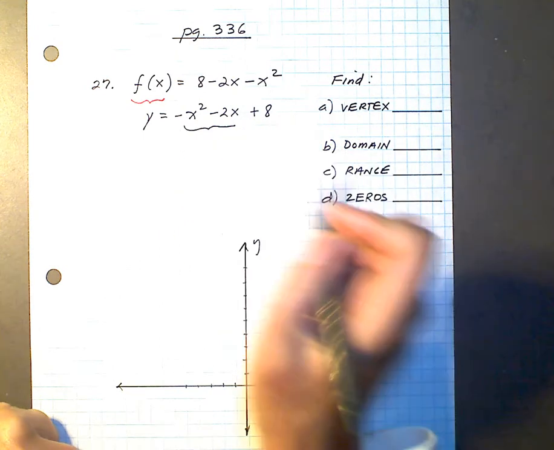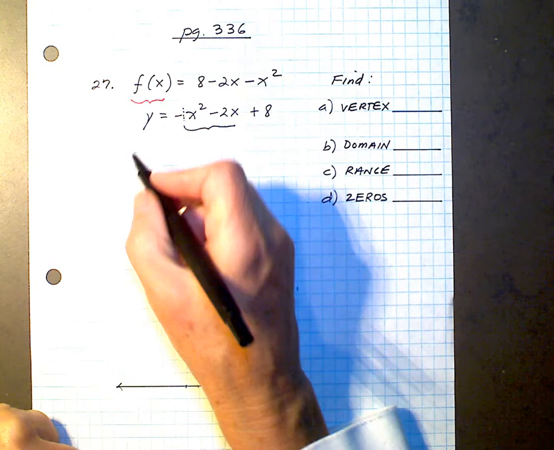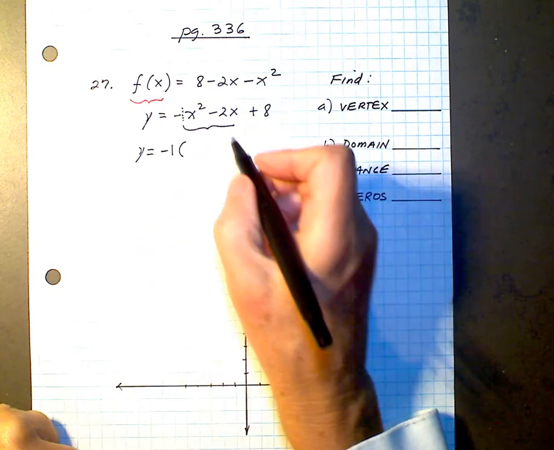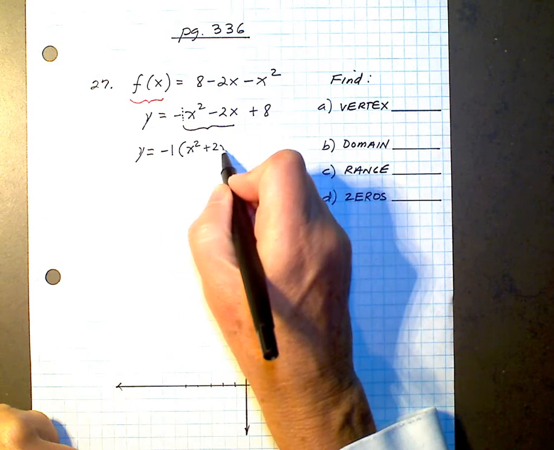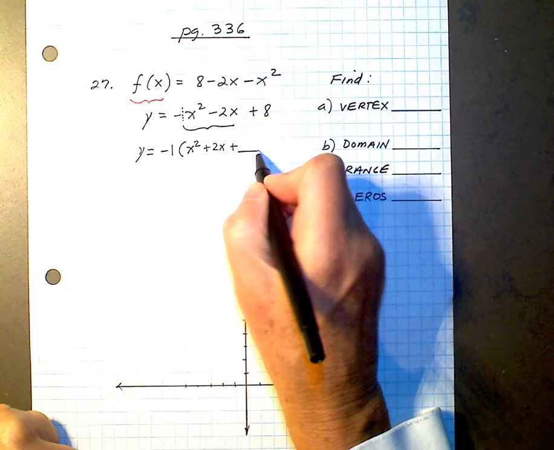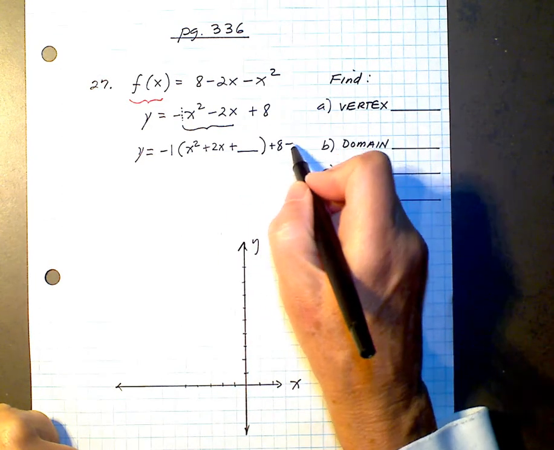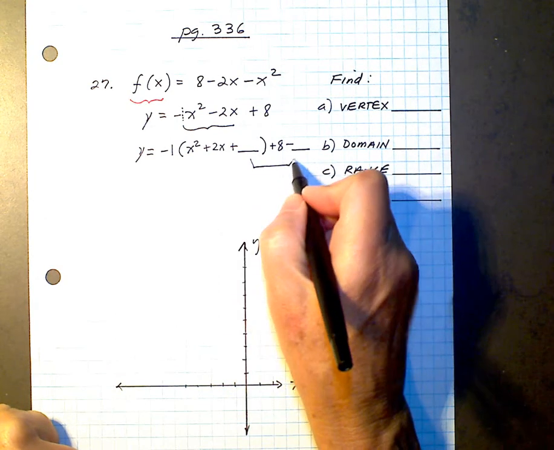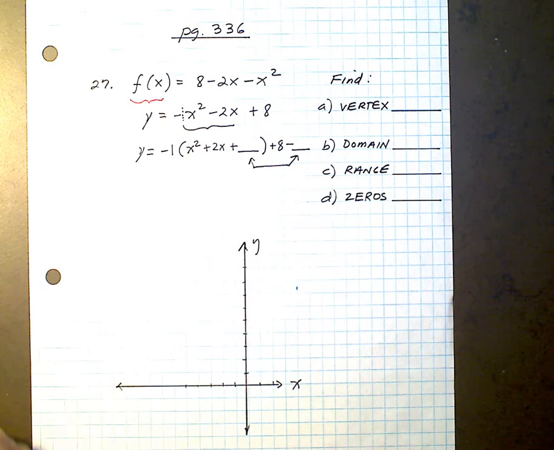So I'm going to factor a, which is negative 1, out to the front. And then I'm going to have x squared, and then a plus 2x plus blank to complete the square. My 8 is still being added, and then I have to say minus blank, because whatever I add here, I have to subtract when I'm on the same side of the equation.